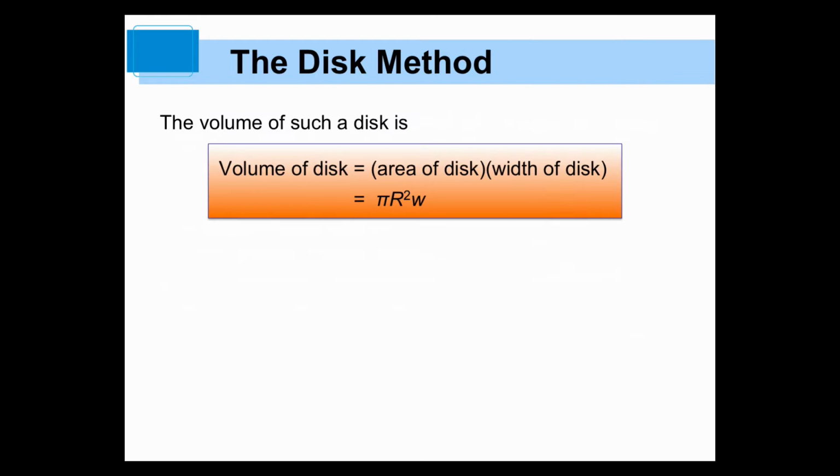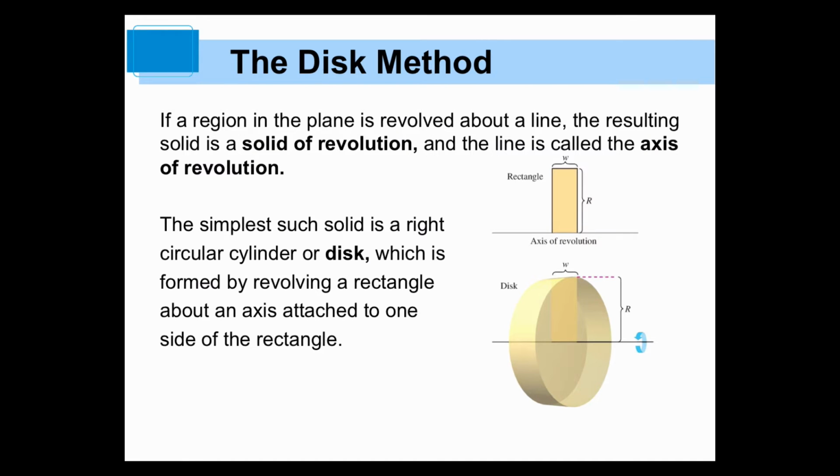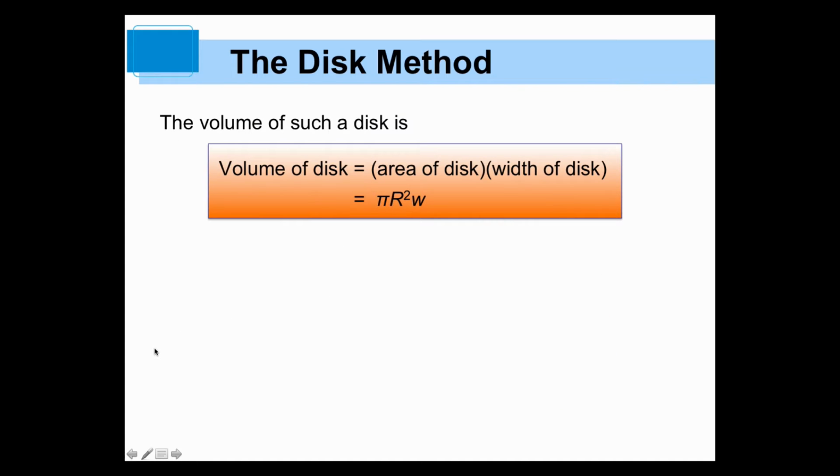That leads us to that. Pi r squared is the area of one of the surfaces, and you multiply it by the thickness to give you the volume of the cylinder. Area of the disk times the width of the disk. And you know that's important because it's in an orange rectangle.